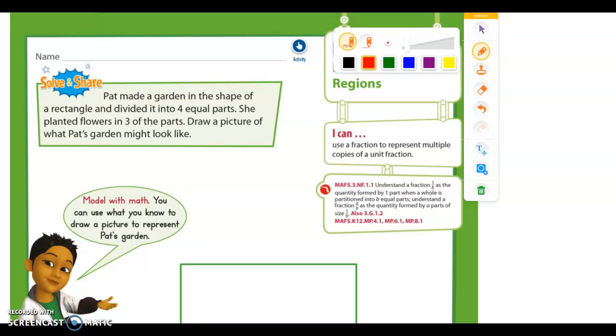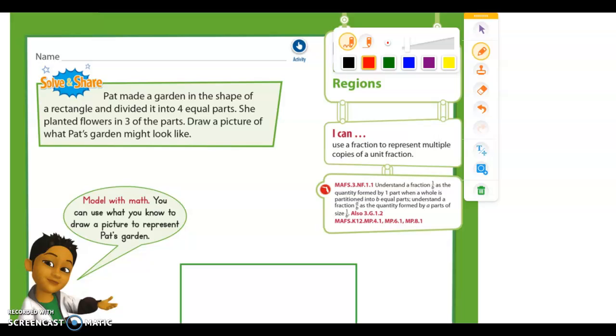So for instance, if I had a shape that was divided into 4 parts, one of those parts would be considered 1/4. So the unit fraction would be 1/4. Today we're going to take what we learned about unit fractions and apply it to shapes that are divided into equal parts that may be talking about more than one part.